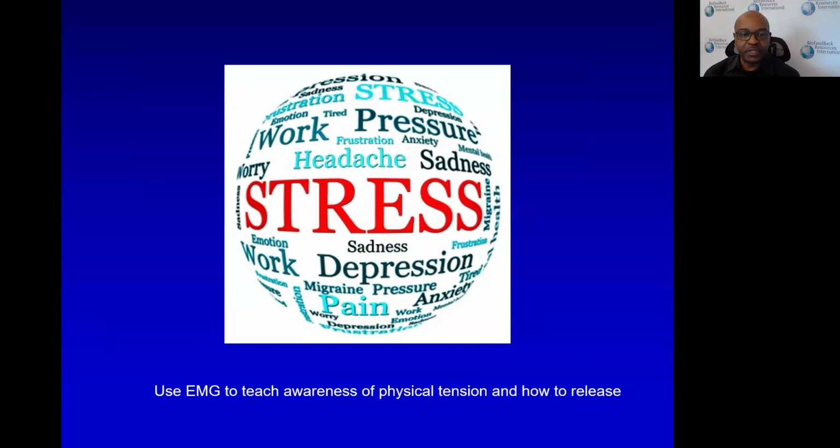And then with stress, you can use the EMG to teach the awareness of the physical tension that's going on, and you can show them how to release the tension through things like progressive relaxation exercises, tensing and relaxing, but with feedback. So that can make a big difference if the person has feedback when they're tensing the muscles and relaxing the muscles and noticing where the levels are, even when they don't feel tension physically.